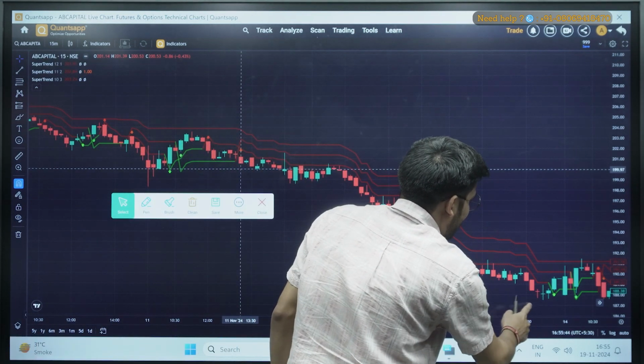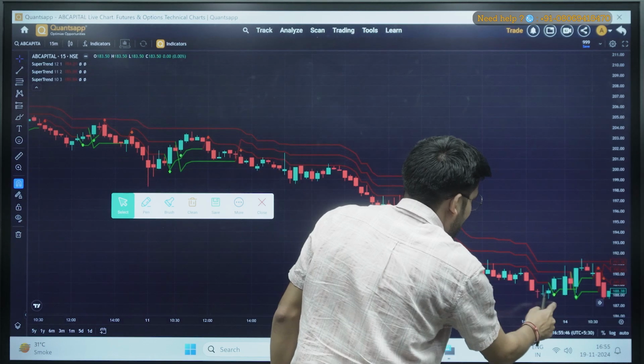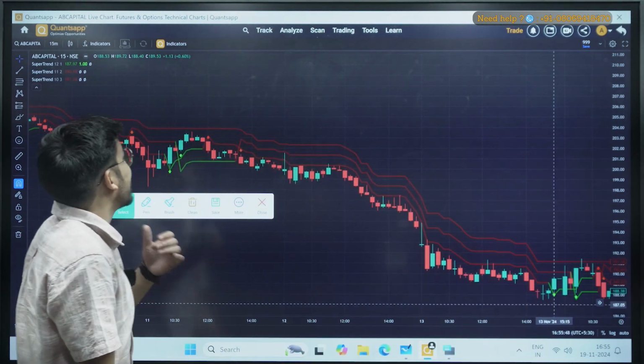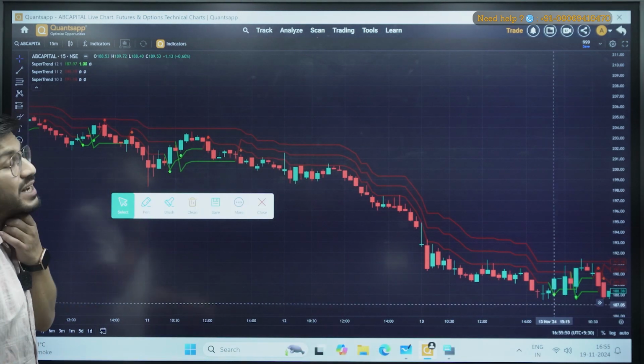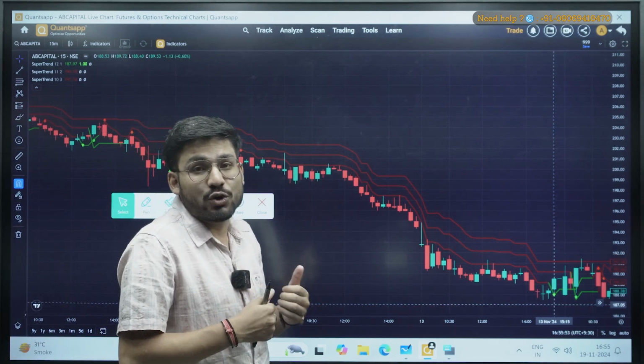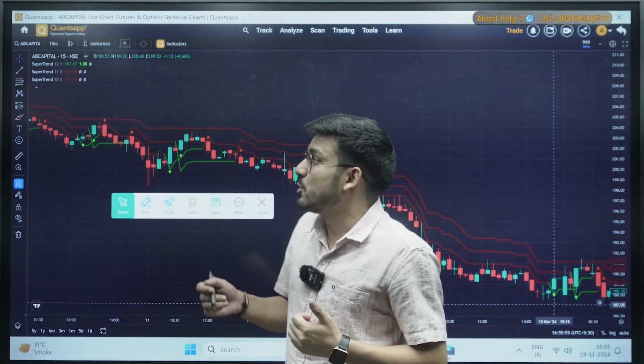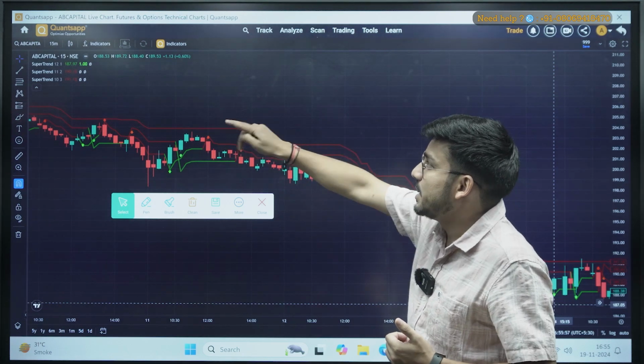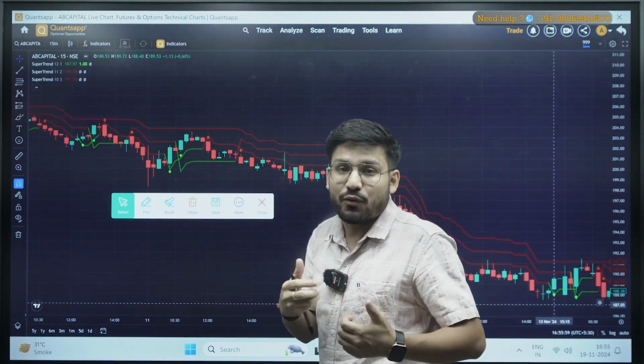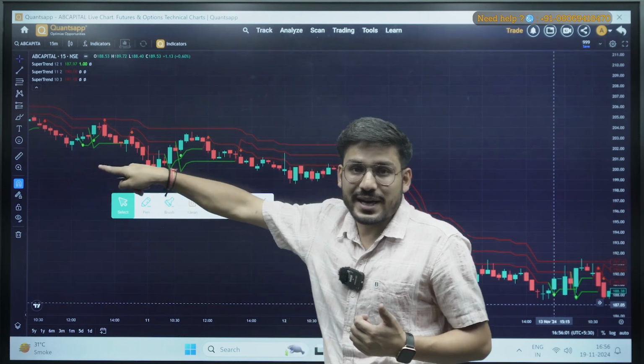Let me see what the closing of this candle was. The closing of this candle was 189. So 189 to 200, it means I got 11 points from this particular trade. So this was a decent profit that I got from AB Capital, right?